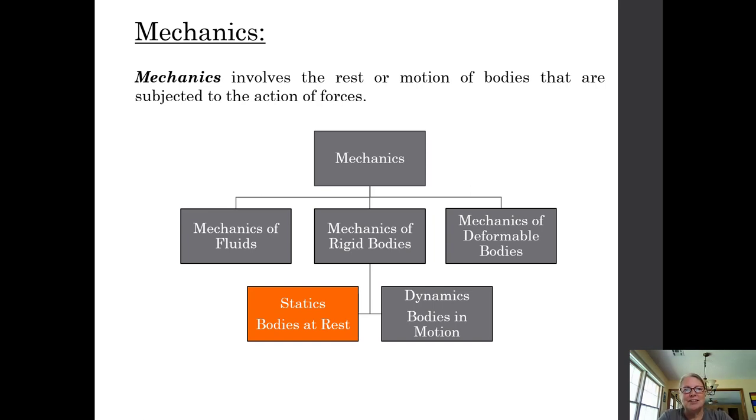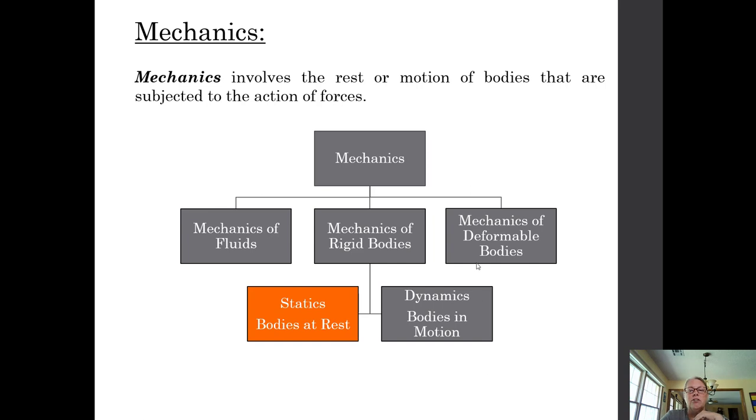Before we get started in sections 12.1 and 12.2, I just want to briefly do a recap of what is mechanics. So these next couple of slides might look familiar. We saw them in statics. Mechanics involves the rest or motion of bodies that are subjected to actions and forces. So we have the study of rigid body mechanics, and rigid body mechanics includes statics, bodies at rest, and dynamics, bodies in motion. So when we're looking at dynamics, we can consider the car or the airplane or the rocket just as a particle. We're not looking at the individual deformations of the system itself. So this could also be called particle mechanics. Statics and dynamics are particle mechanics.